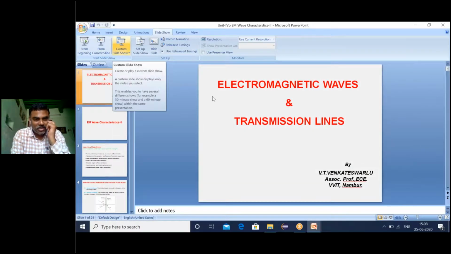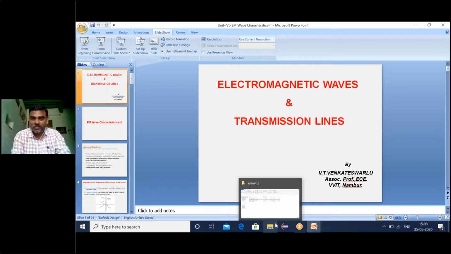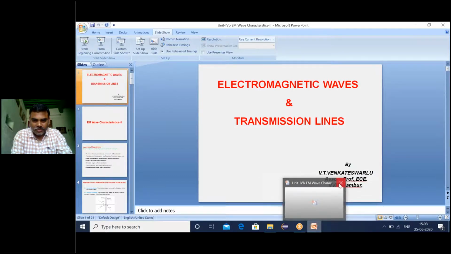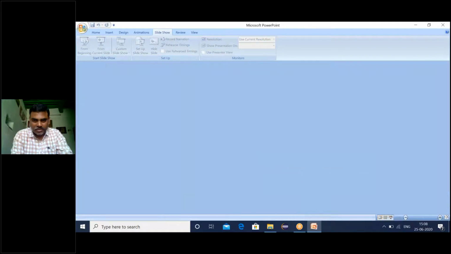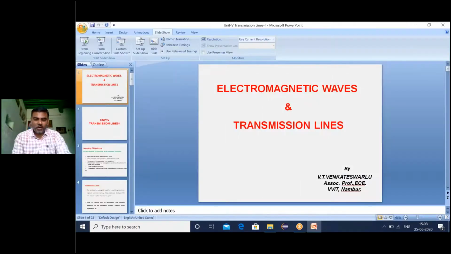So next we have to see transmission lines. You can ask any question in these EM waves and transmission lines, EM wave characteristics part 1 and part 2. Now let us see about transmission lines.